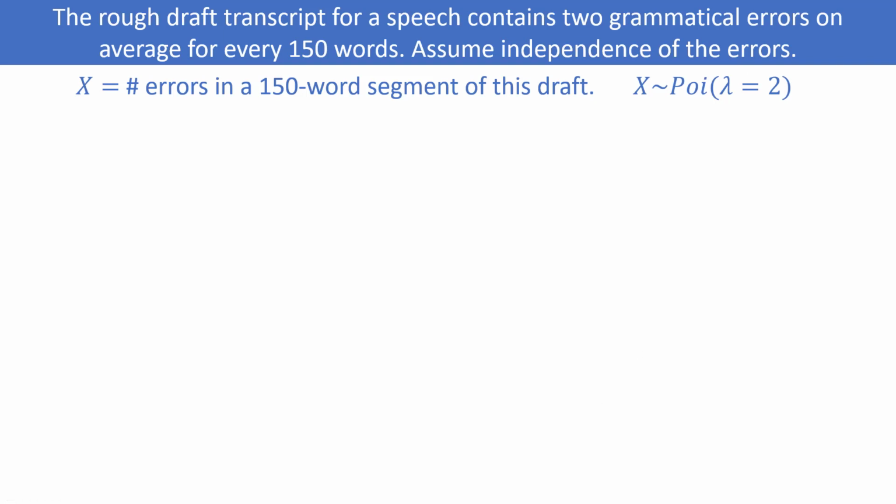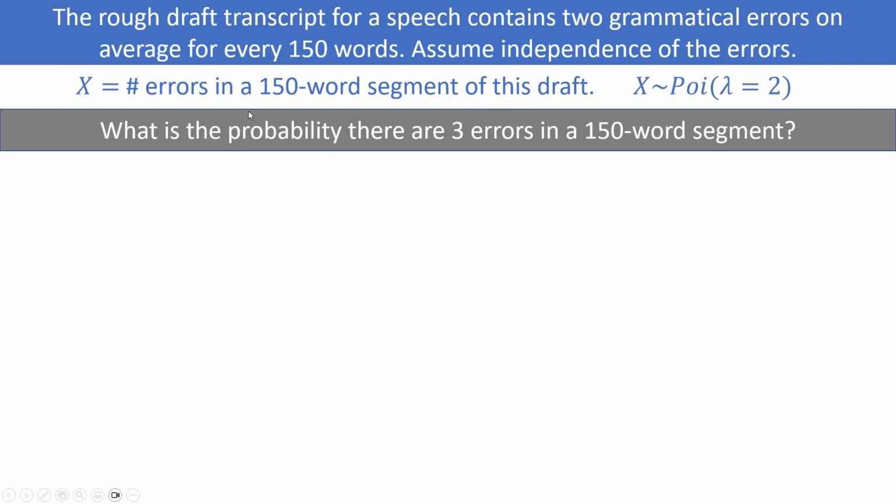Now, we know that on average, we will have 2 grammatical errors for every 150 words. But it could be the case that we have 3 errors, or maybe 1 error, or 0 errors. The Poisson distribution will find the probability that we have any number of errors within a 150-word segment. For example, we could answer the question, what is the probability that there are 3 errors in a 150-word segment? This question is asking for the probability that x is equal to 3. Once again, remember that on average, we would only expect to have 2 errors, but this question is asking what's the chance that we have more errors than average, specifically 3 errors.